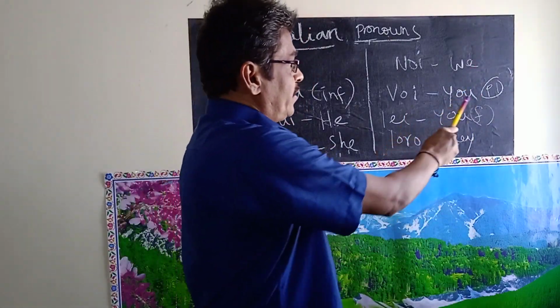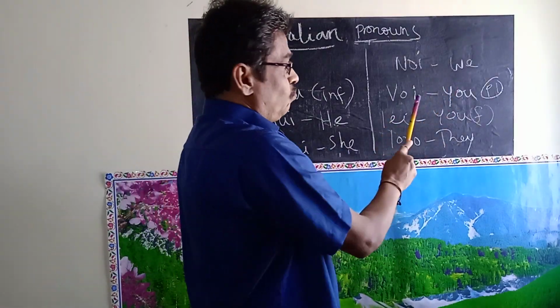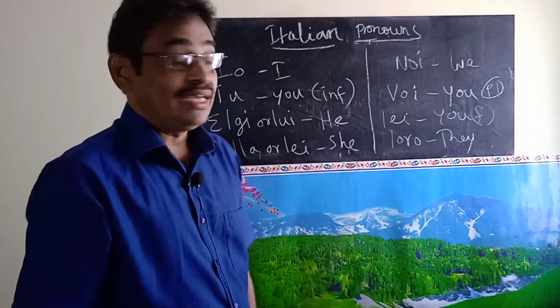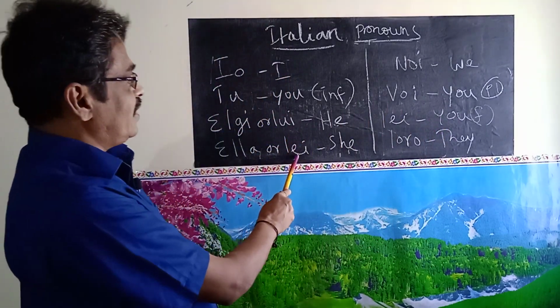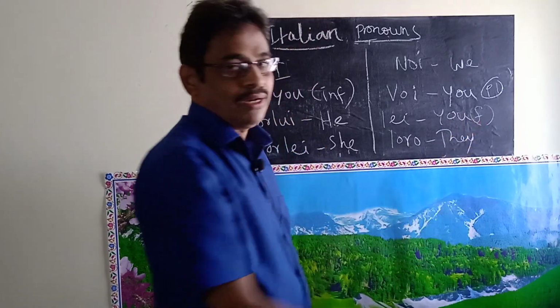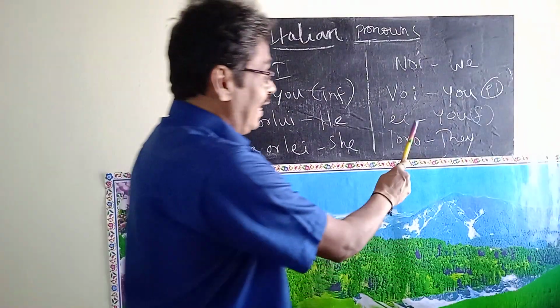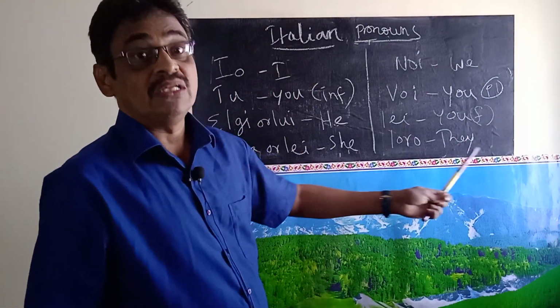Voi. You. This is plural. Noi, we, voi, you, plural. Lei. You. Once again see lei, just like this. Here lei. Lei means you also. So you formal. Lei. You formal. Loro. They.